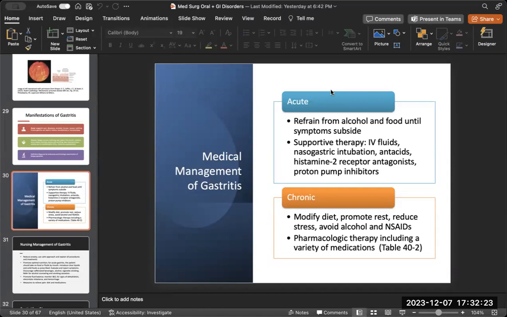Chronic, right, we might need to modify diet. This is long-term, so a lot of foods might hurt the stomach, so we need to do more long-term interventions, reducing stress, still avoiding alcohol and NSAIDs. Remember, NSAIDs are not recommended in a GI issue because they cause ulceration. So if that's an answer, it says, oh, what should I teach my patient? And it's related to a GI disorder, I would pick the one that says, tell them to not use NSAIDs.